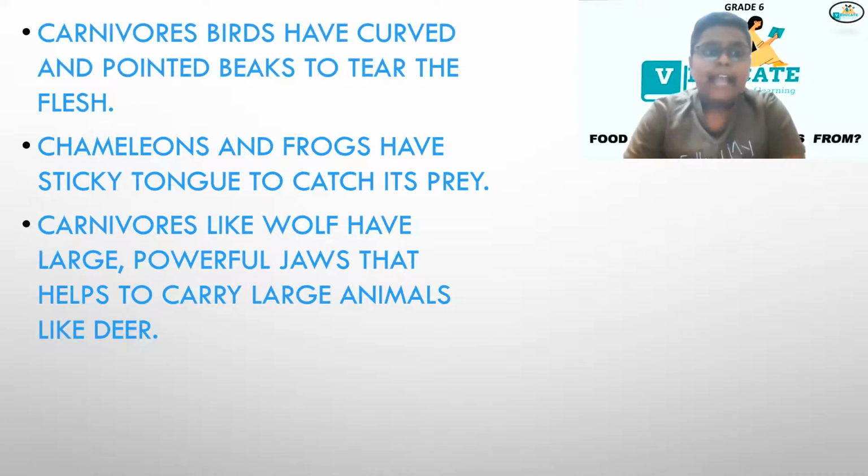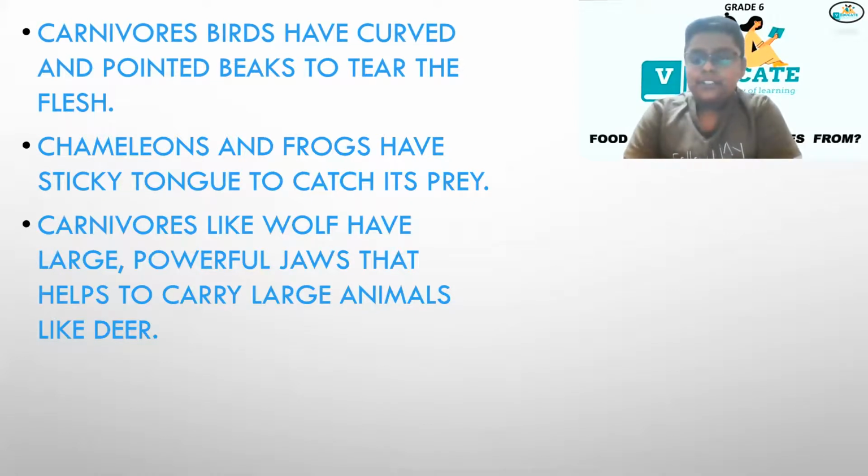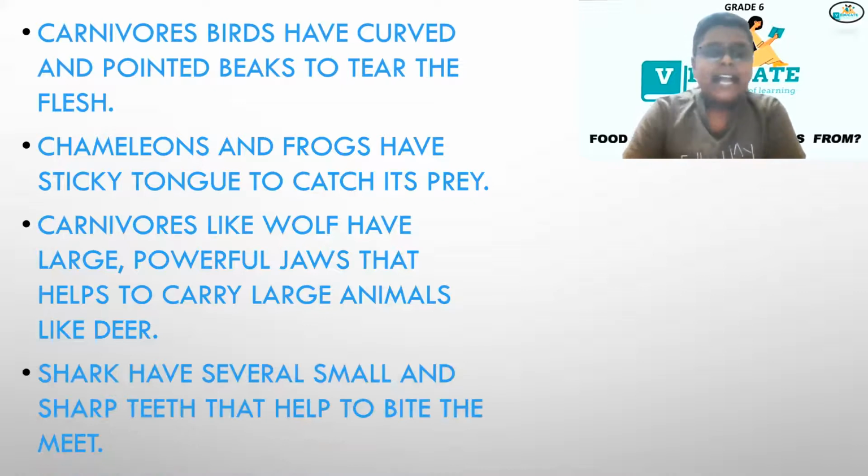Carnivores like wolves have large, powerful jaws that help them carry large animals like deer. So if they want to carry a deer, which they hunted or which is already dead, they will use their powerful jaws. Sharks have several small and sharp teeth that help them bite the meat. Even the watermelon shark is also a carnivore, so it has small and sharp teeth that help it bite the meat.